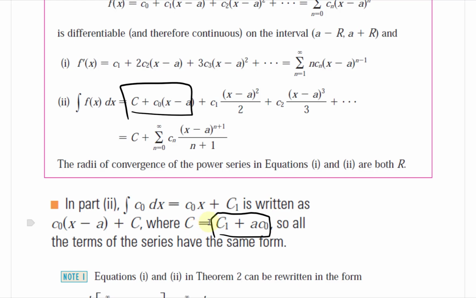And again, these are just constants. So just writing the constant in this way as a function of the c0 there. This is just so all the terms of the series have the same form, so that you write it as a c0 (x minus a). So anyway, that's that term.